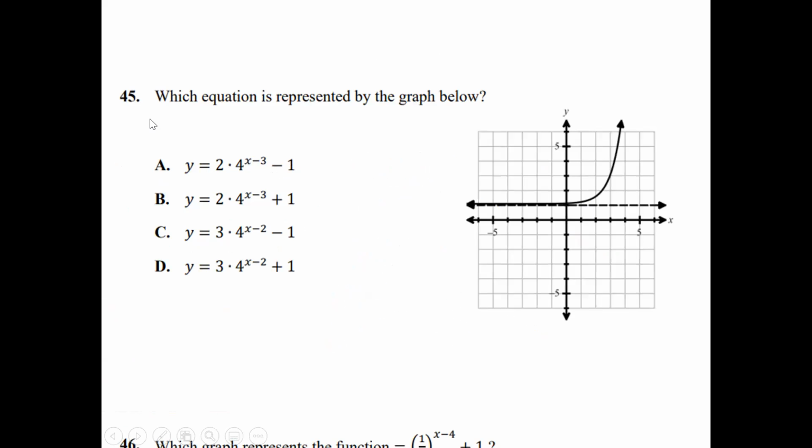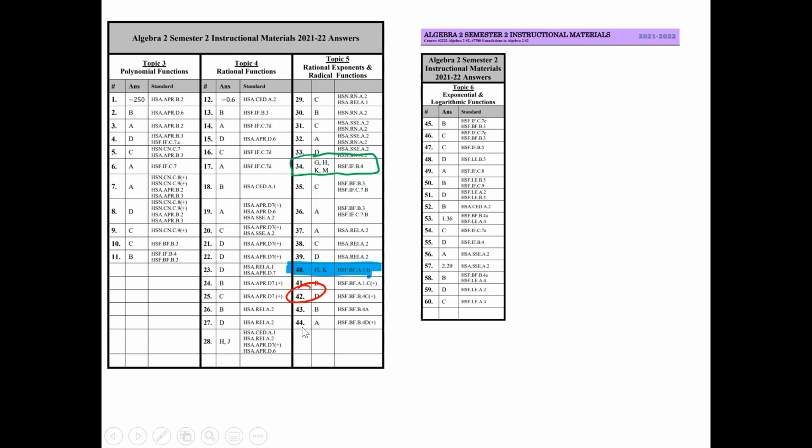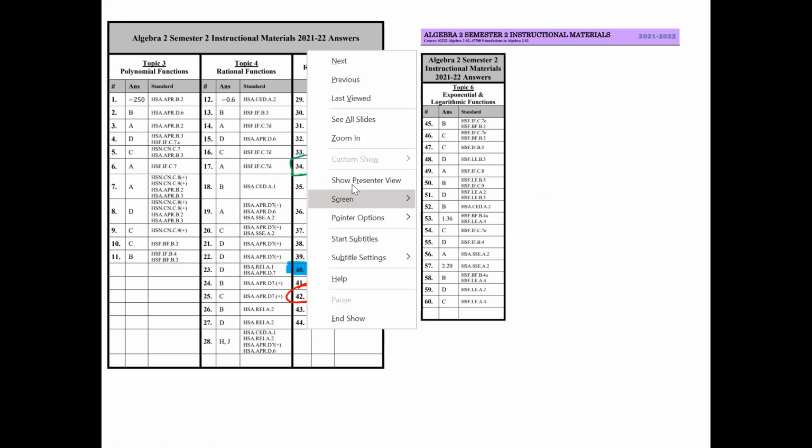Number 45, which equation is represented by the graph below? Now, you could do this one of several ways. You can graph it on your graphing calculator, or you can use transformation. Well, given the fact that this line right here is at a positive 1, I would imagine that it's either going to be a B or a D. So if you want to check to make sure which one is the answer, look at number 45. I actually forgot the number. Yeah, it's B as in boy.